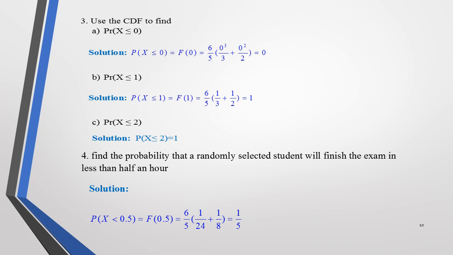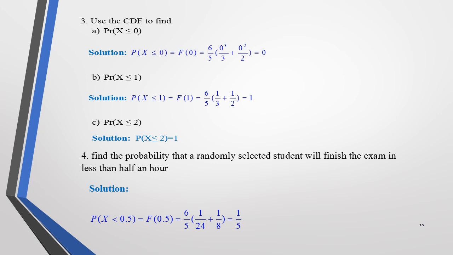Number C. Probability of x less than or equal 2 is the CDF evaluated at 2, but note that the CDF in the interval of x greater than 1 is equal to 1. Since 2 is greater than 1, F of 2 equals 1.